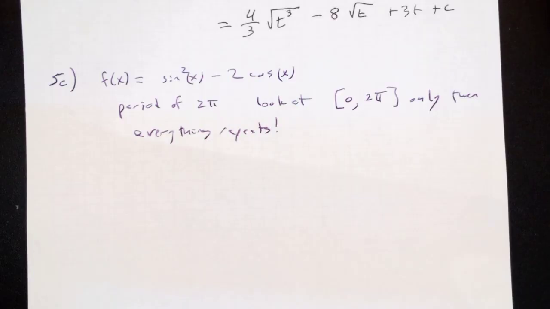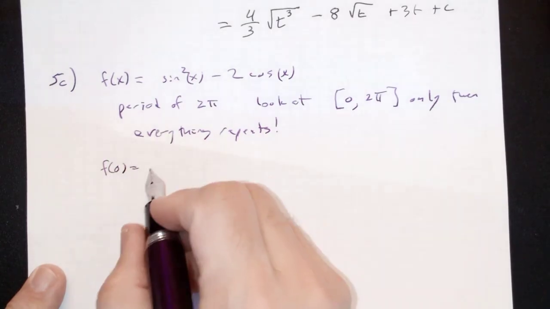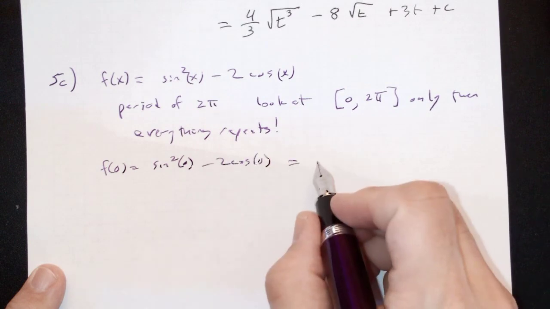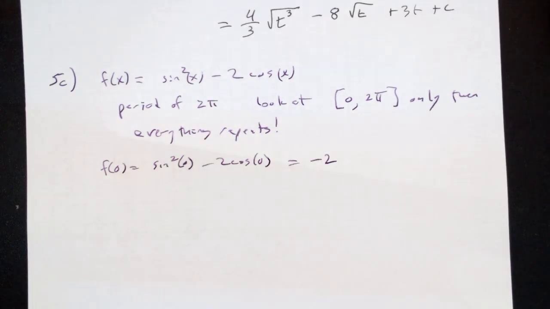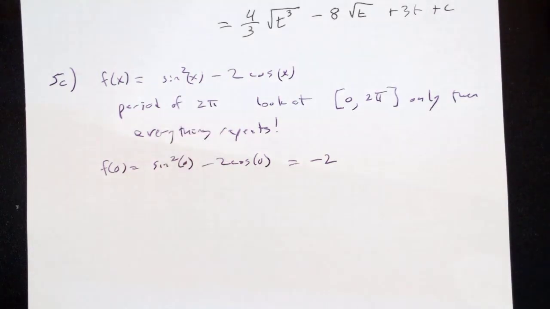Cosine and sine have no asymptotes, vertically or horizontally. If I plug in 0, f of 0 is sine squared of 0 minus 2 cosine 0. That's 0 squared minus 2 times 1. That's negative 2. So I know the y-intercept is negative 2. If I set up for the x-intercepts, I'm going to have to set this thing equal to 0, and that's disgusting. So to heck with that, we'll deal with that later. Not going to do that.